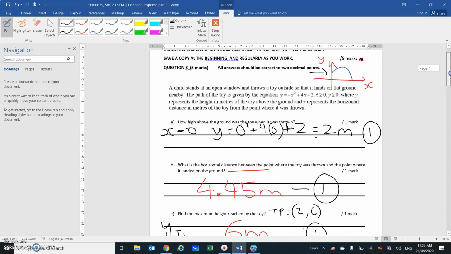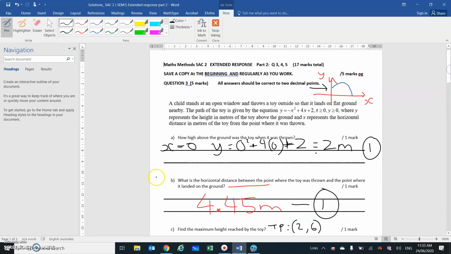Then if we move down, you can see I've already got the answer, 4.45, but let's work out how you get that. What is the horizontal distance between the point where the toy was thrown and the point where it landed on the ground? What is that asking? It's asking for this horizontal distance here. Another way of looking at it is it's asking for that x-intercept there.